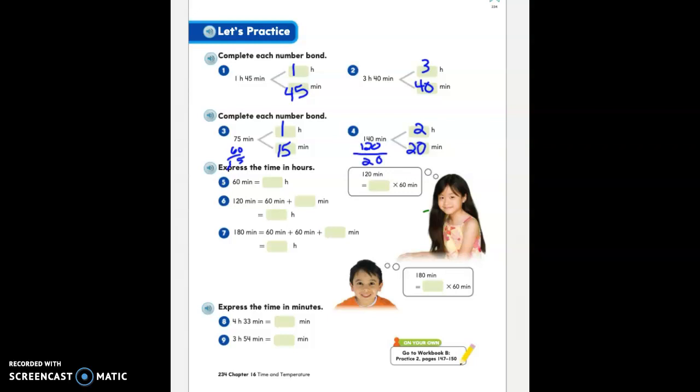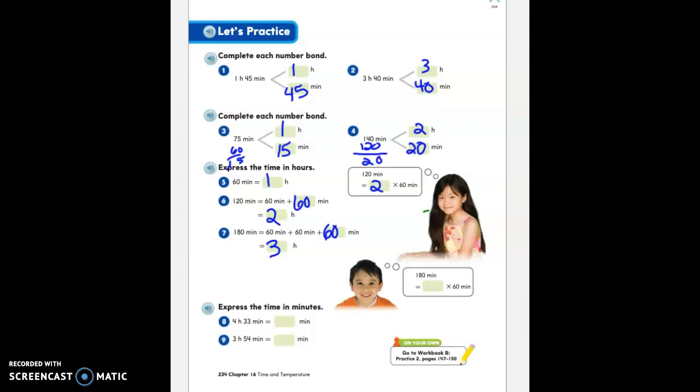So now to express those times in hours, 60 minutes equals 1 hour. So 120 minutes equals 60 minutes plus 60 minutes. That equals 2 hours. So our friend over here says 120 minutes equals 2 times 60. 180 minutes is 60 minutes plus 60 minutes plus 60 minutes. That equals 3 hours. Now it's telling us to express the time in minutes.